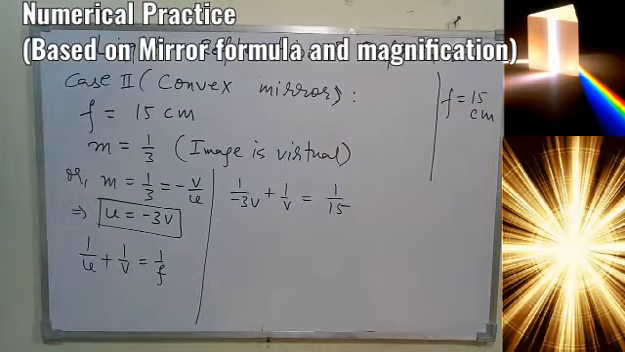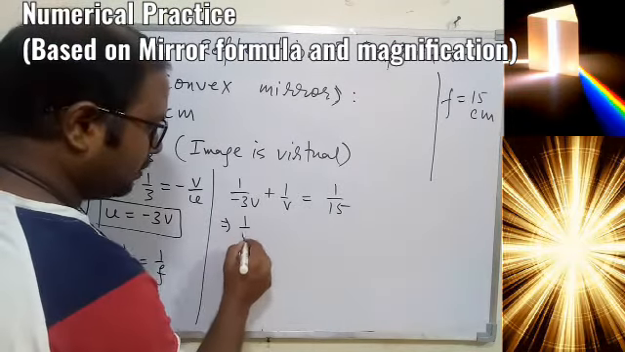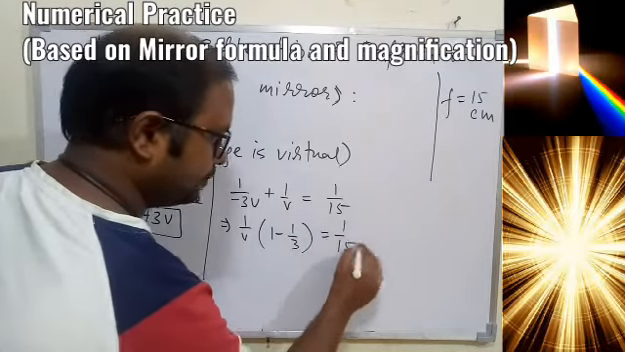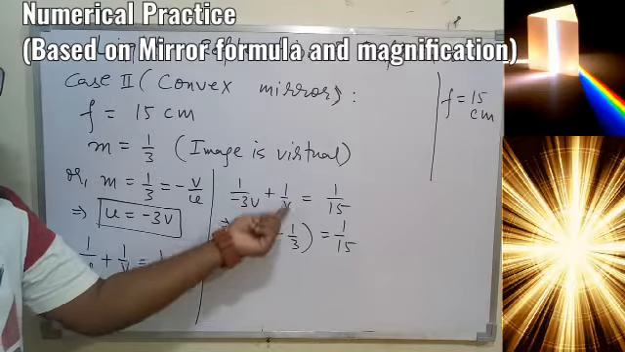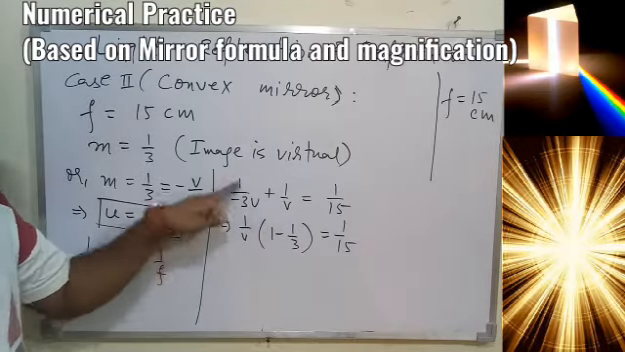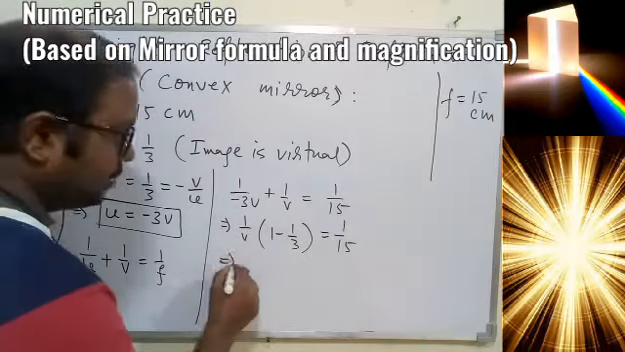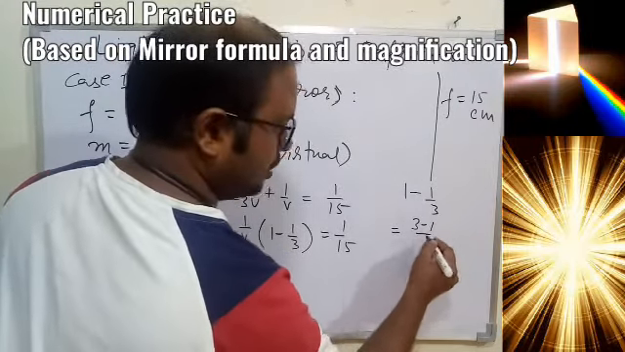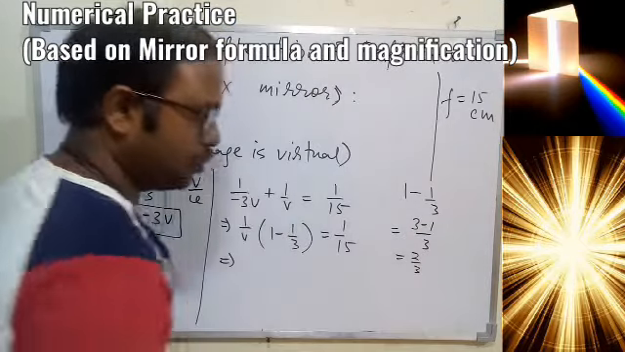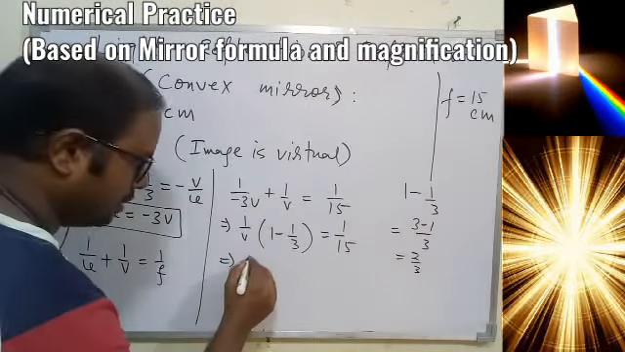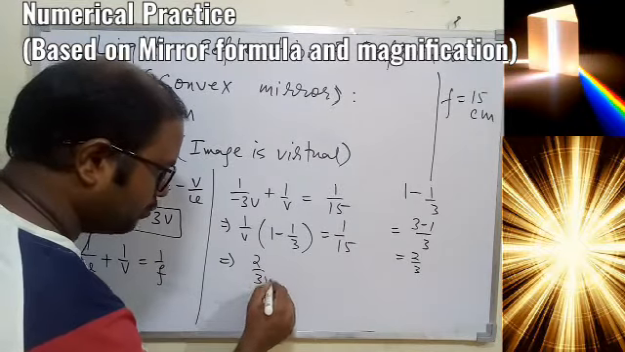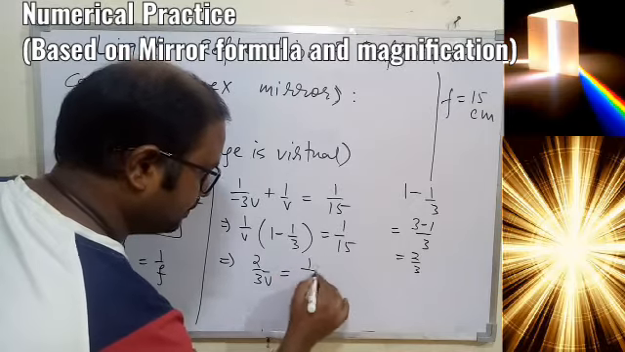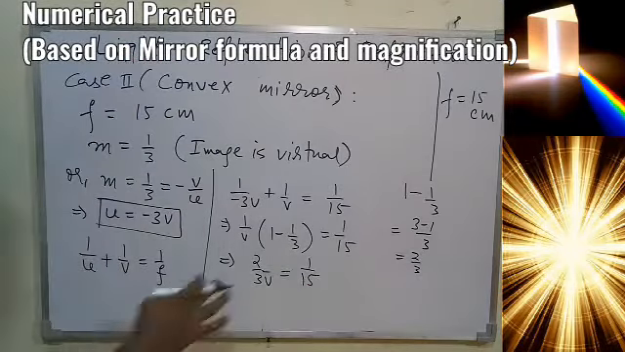Now focal length is 15. Solve it. Again 1 by v you can take common: 1 minus 1 by 3 is equal to 1 upon 15. If you take 1 by v common, this will be 1 only, minus will be there and 1 by 3 will be left. And 1 minus 1 upon 3 is 3 minus 1 upon 3, that is 2 upon 3, positive. So this is your 2 upon 3v is equal to 1 upon 15. So I hope you understood.